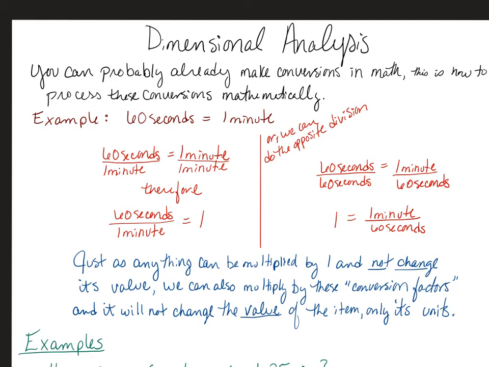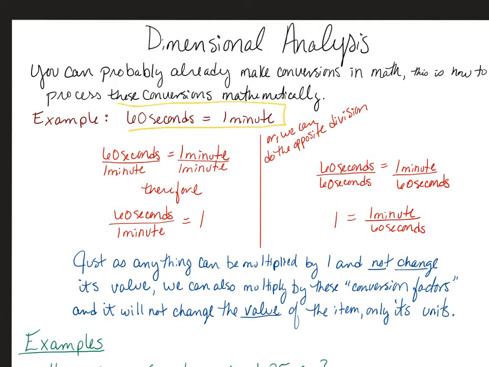There's lots of ways to convert things in math. You probably already know how to do this. But when it comes to chemistry, we tend to use something called dimensional analysis. So let's start with a simple example.